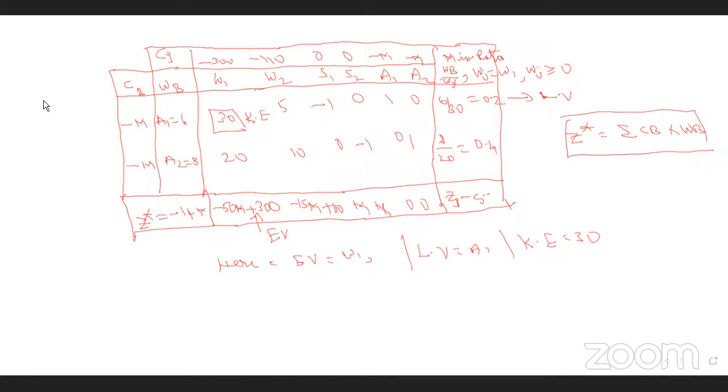So next simplex table. Simplex table 2. R1 gives 1 by 30 R1. R2 gives R2 minus 20 R1.